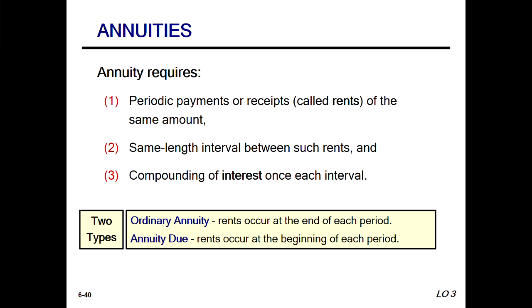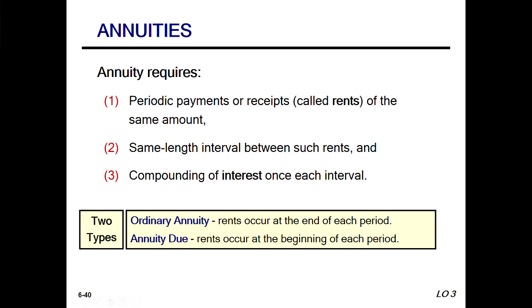And it fulfills these three requirements. So it has to be periodic payments, so more than one payment. And they're usually called rents, even though it's not rent, they'll call each of these payments rents. So periodic payments or receipts of payments called rents of the same amount. So they're equal amounts: 10,000, 10,000, 10,000, 10,000, 5,000, 5,000, 5,000, 5,000. They're not different amounts. They're not 10,000, 5,000, 7,000, 2,000. They are all the same amount.